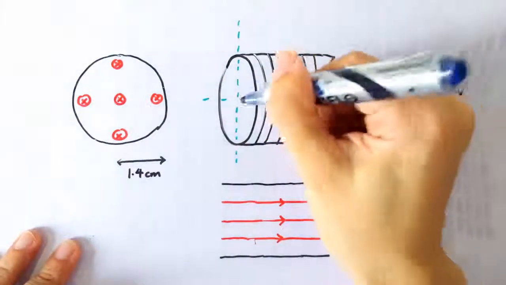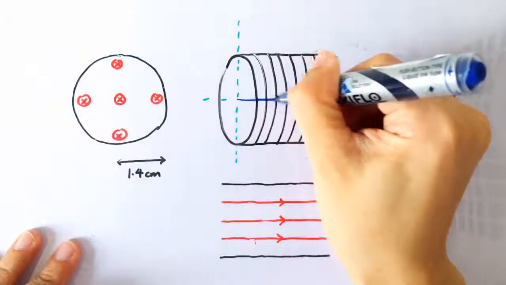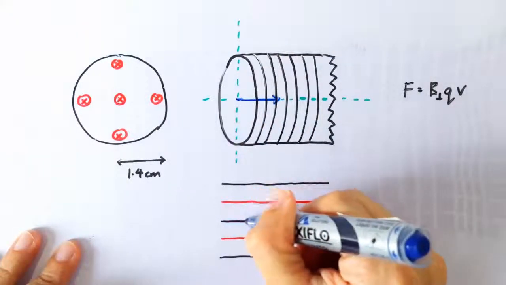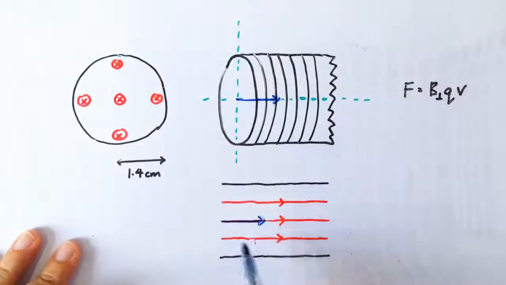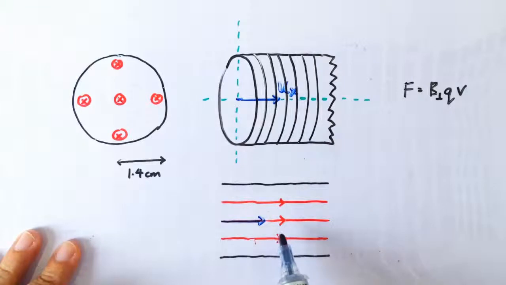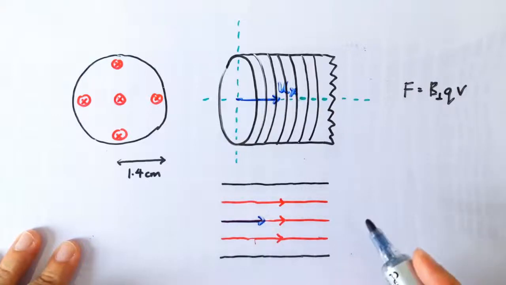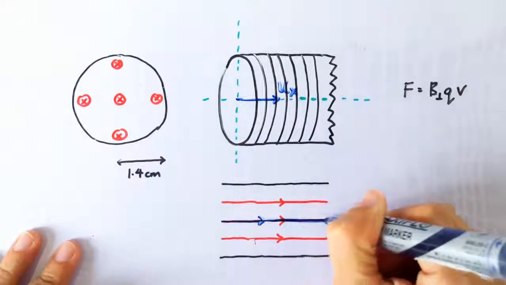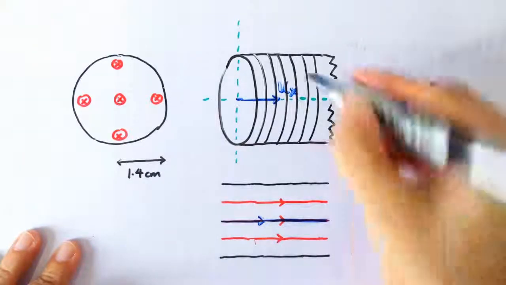If we project the electron beam directly into the coil, then what you notice is these electrons will be traveling in a direction that is parallel to the magnetic field. When we travel parallel to the magnetic field, we do not experience any magnetic force. So with no force, the electron beam would just keep moving forward at a constant speed.